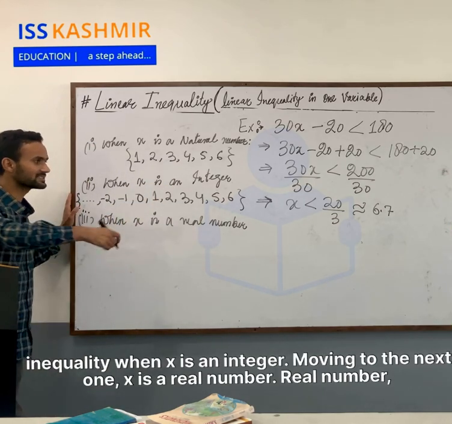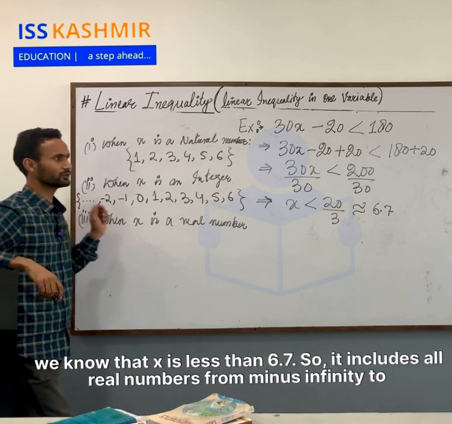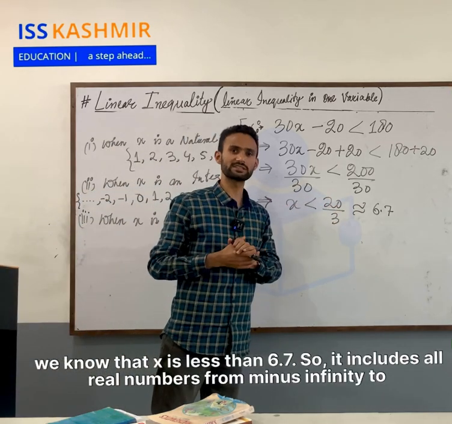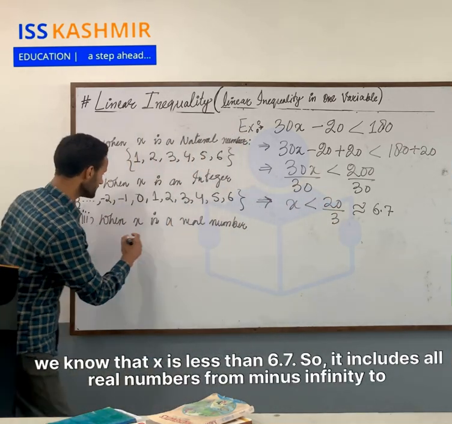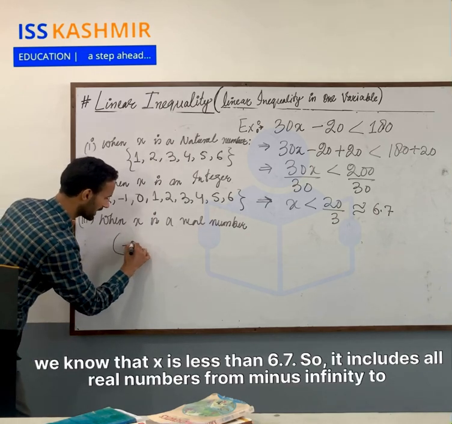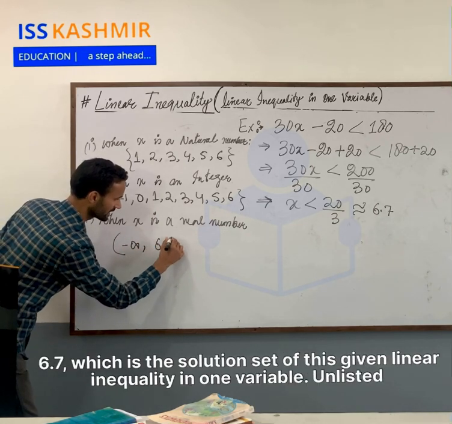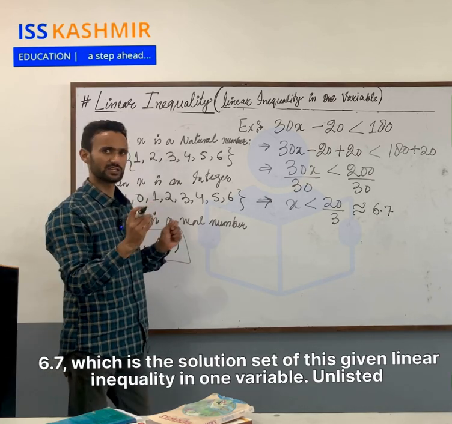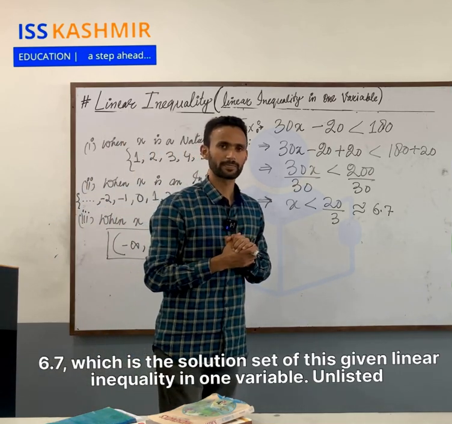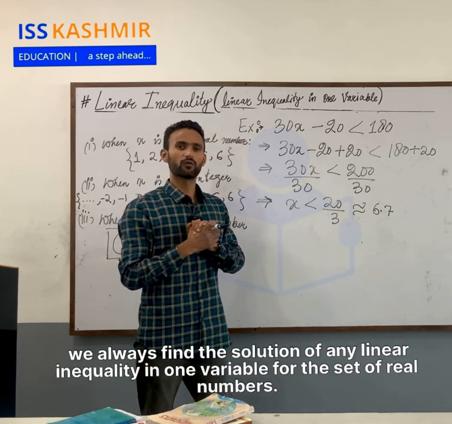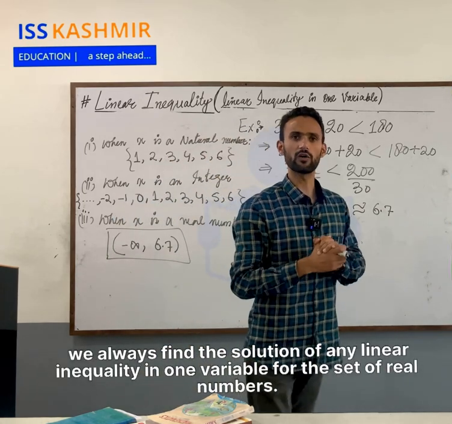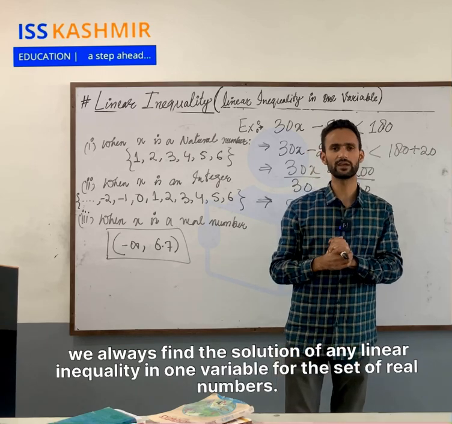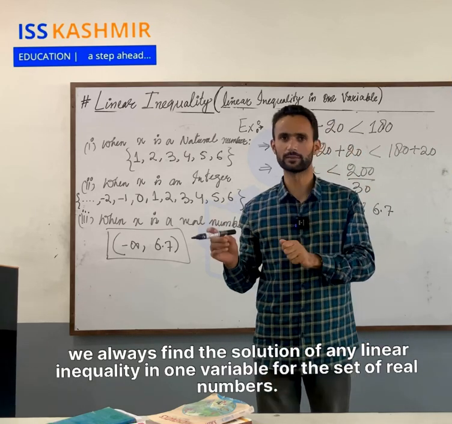Moving to the next one, x is a real number. Real number, we know that x is less than 6.7. So, it includes all real numbers from minus infinity to 6.7, which is the solution set of this given linear inequality in one variable. Unless stated, we always find the solution of any linear inequality in one variable for the set of real numbers.